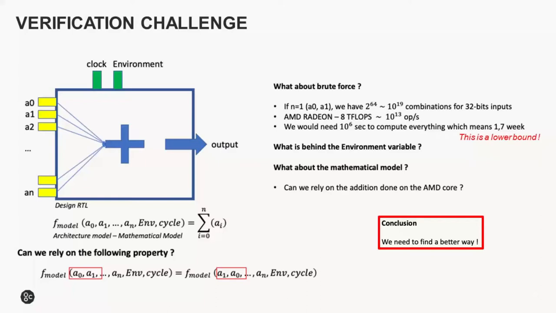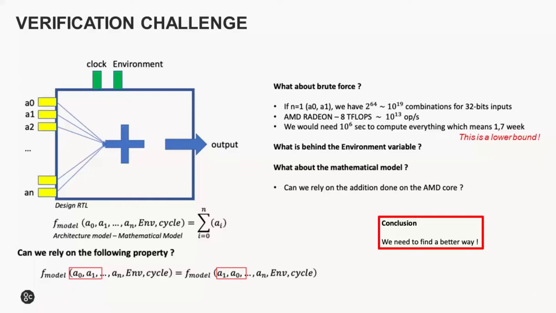You use an AMD Radeon core. With 8 teraflops, which is pretty good, it gives you 10 to the power of 13 operations per second. So it gives you 10 to the power of 6 seconds to compute every input, which is about 1.7 weeks. It's very long. And also, you say, well, maybe I have multiple AMD Radeon cores, so I can maybe divide this by 3 or something.